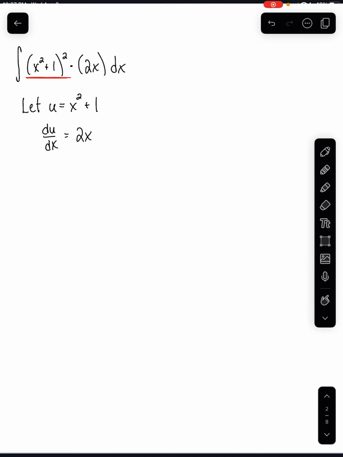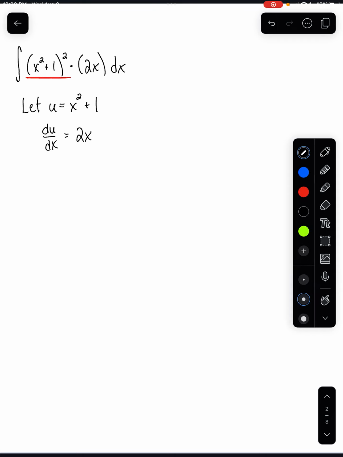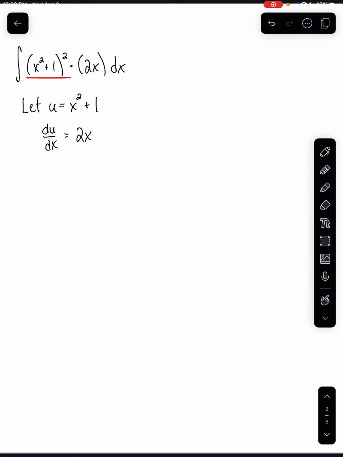Now, the right side is fine, it just has 2x. But the left side has du and dx. We cannot have both the u and the x on the same side. So we need to fix that. And the way we do so is by multiplying both sides by dx.